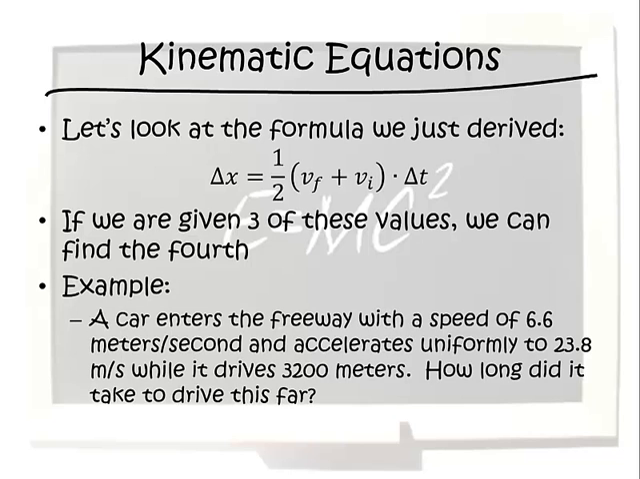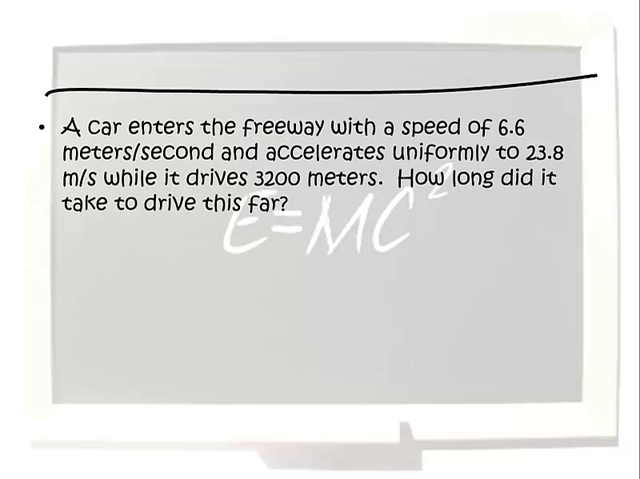A car enters the freeway with a speed of 6.6 meters per second and accelerates uniformly to 23.8 meters per second while it drives 3,200 meters. How long did it take to drive this far? First thing we need to do is make sure we understand the problem. A car is pulling onto a highway at a low speed and it needs to speed up. And it takes a certain distance before it reaches its final speed. What they're asking us to find here is how long does it take? That's delta t, the time.